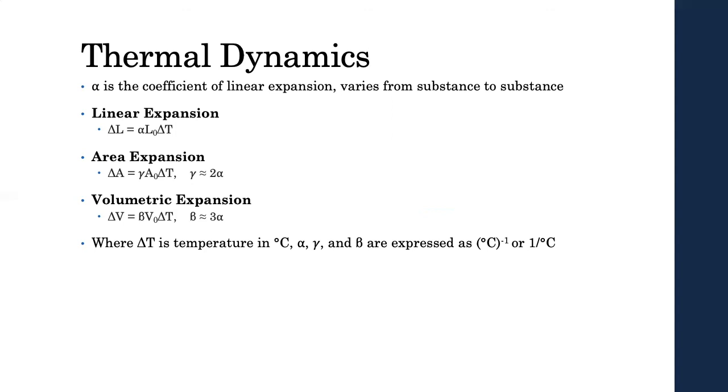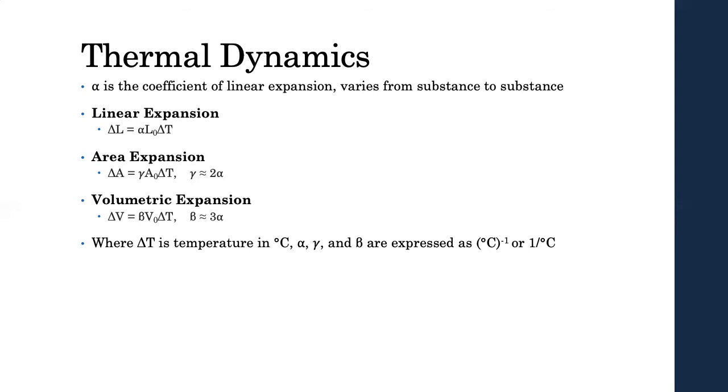Area expansion, denoted change in area, is equal to gamma multiplied by the original area multiplied by the change in temperature. Gamma is the coefficient of area expansion, and it's approximately equal to twice the alpha value. So if I told you that the alpha value of copper is 3, what's the gamma value of copper? 6, yeah.